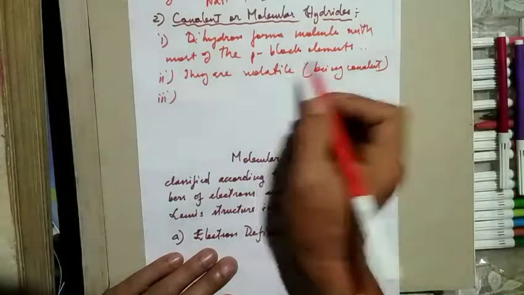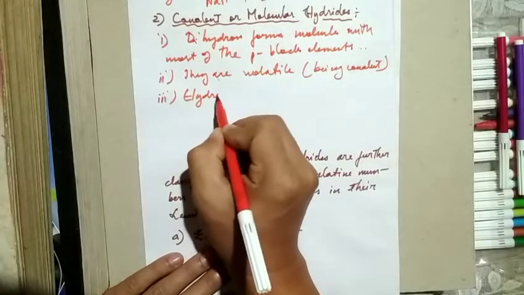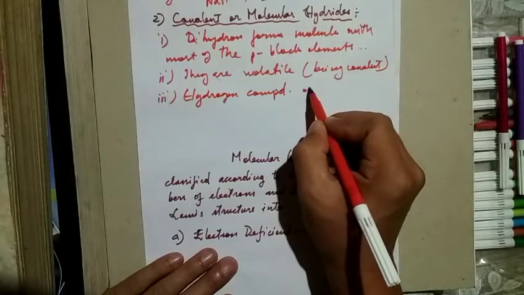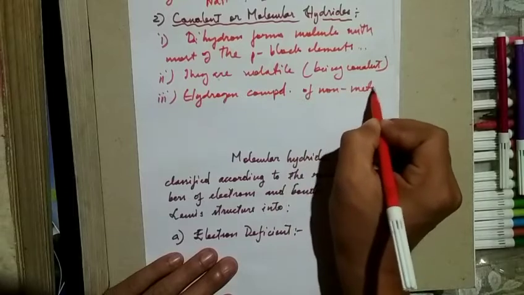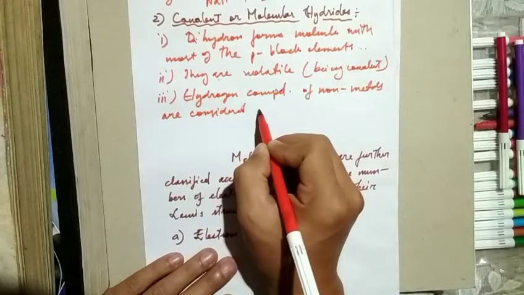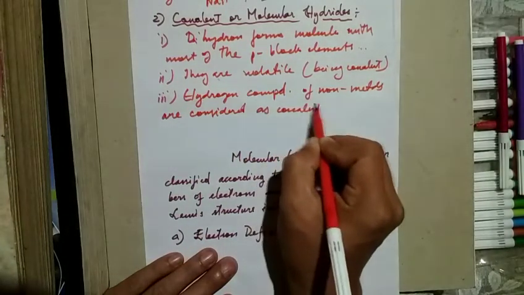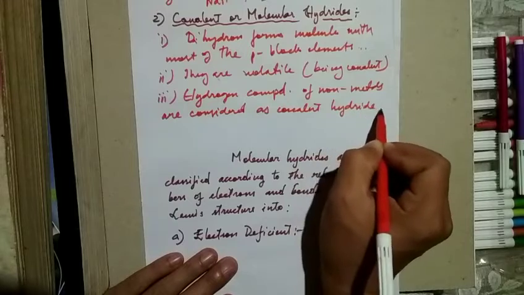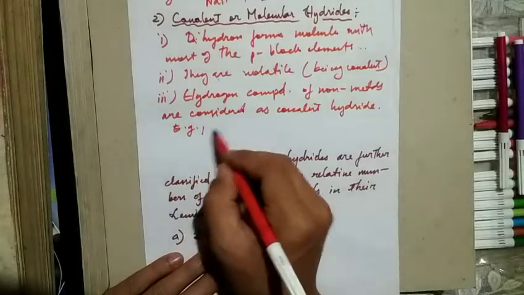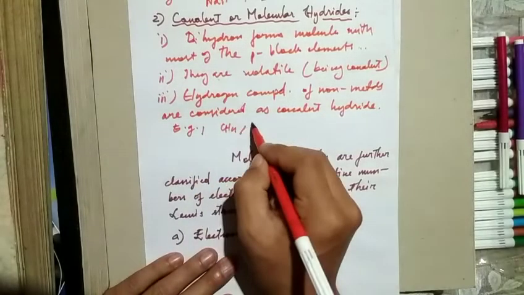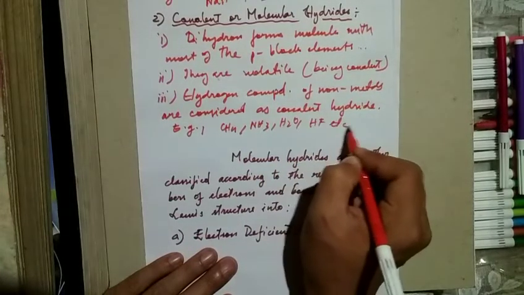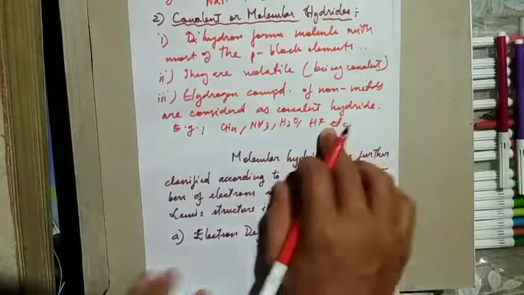And hydrogen compounds of non-metals are considered as covalent hydrides. Some examples of covalent hydrides are CH4, NH3, H2O, HF, etc. So these are covalent hydrides.